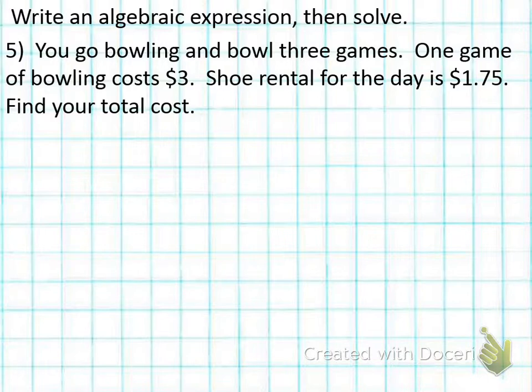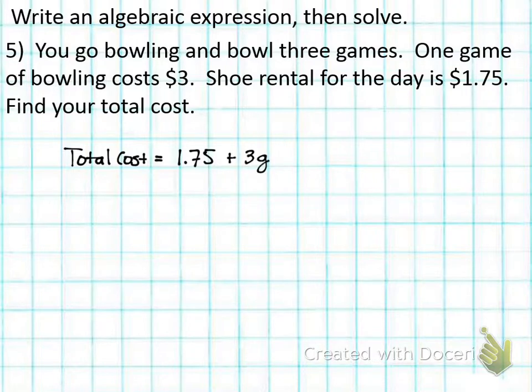You go bowling, 3 games. One game of bowling costs $3. Shoe rental for the day is $1.75. So there's really 2 parts. You have the shoe rental, which is $1.75. So we know our total cost will be equal to $1.75. That's for the shoe, and then we have 3 games. Oh, I'm sorry. Each game is $3. So we have $3 times each game.